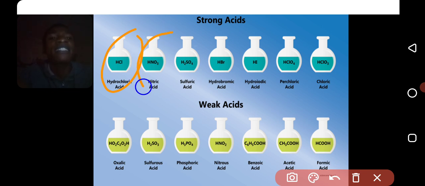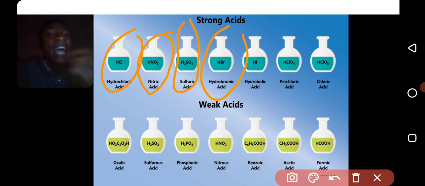Trioxonitrate 5 acid, which we call nitric acid, is a strong acid. Sulfuric acid, tetraoxosulfate 6 acid, is a strong acid. Hydrobromic acid: all halogen acids apart from HF are strong acids. All halogen acids apart from hydrogen fluoride are strong acids.